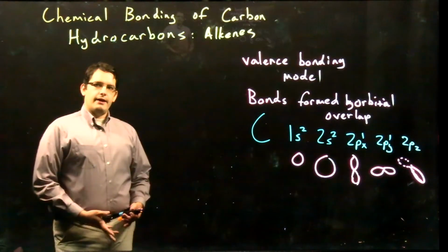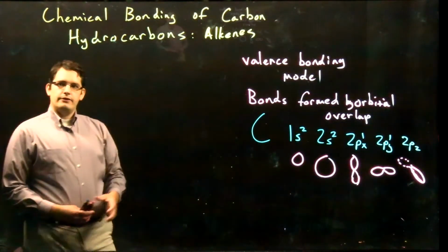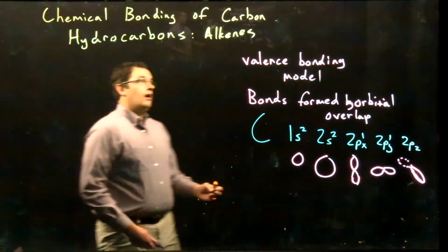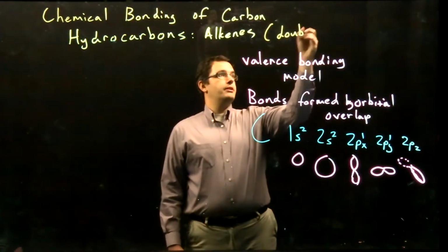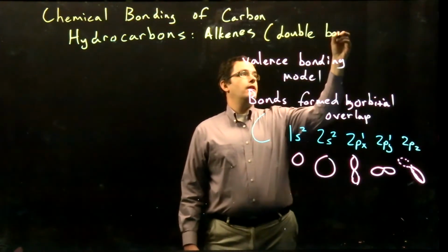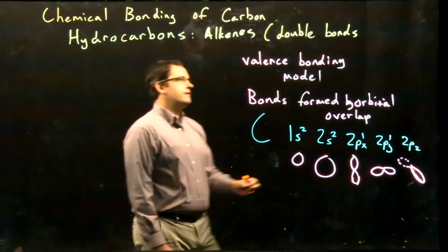Now let's take a look at our next hydrocarbon class, which is alkenes. So alkenes are characterized by double bonds between our carbons. Double bonds, that's the first key characteristic of our alkenes.